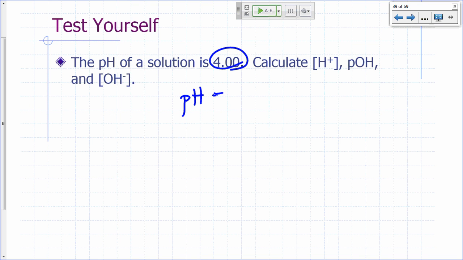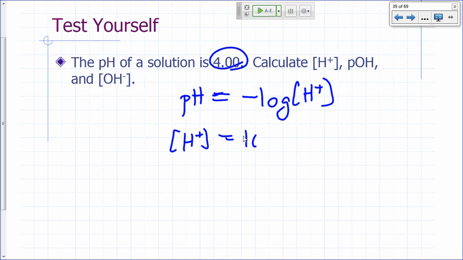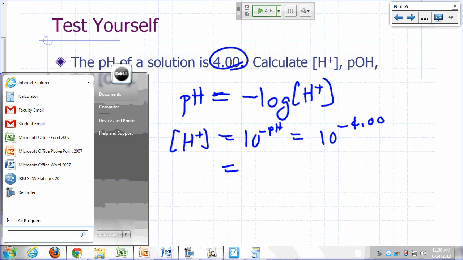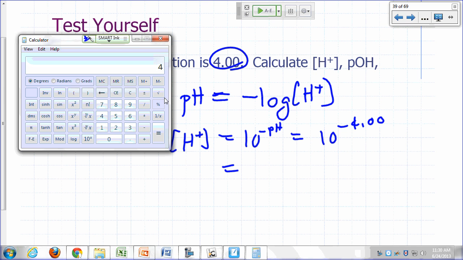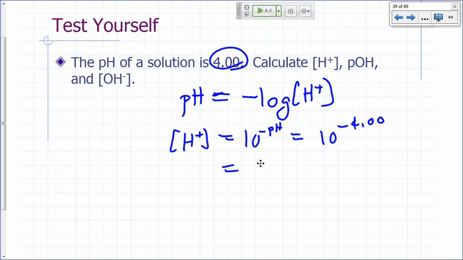What's the definition of pH? Negative log of H plus. So how do I solve for H plus? H plus is 10 to the negative pH. So 10 to the negative 4.00. What would that give me? That's just 1 times 10 to the negative 4, right? 1 times 10 to the negative 4.